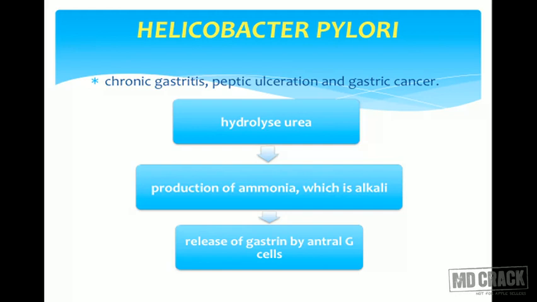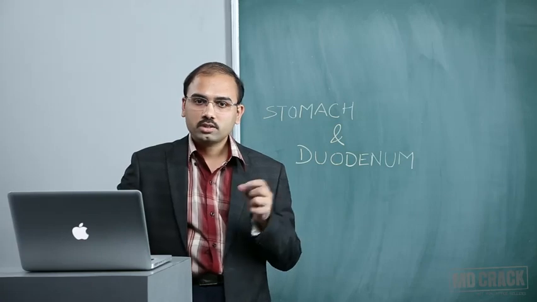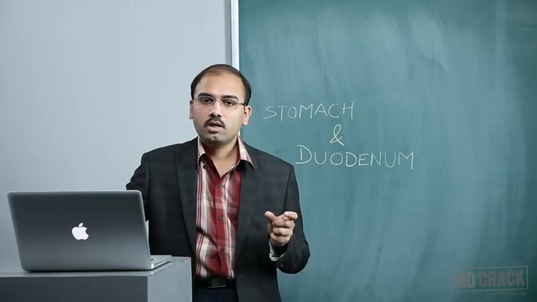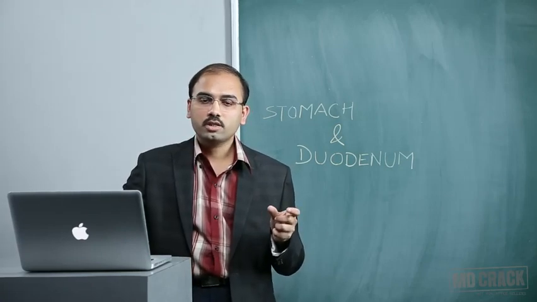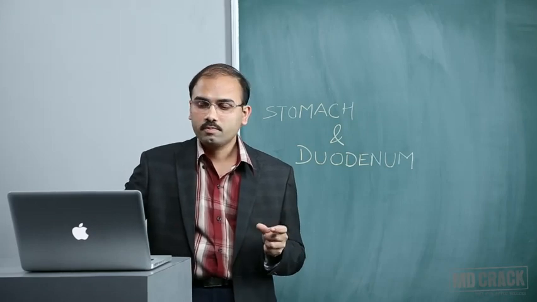When the bacteria is present in the gastric wall, it will hydrolyze urea and ammonia is released, which is alkali. It is a very strong alkali. Once the strong alkali comes in contact with the gastric mucosa, it will release gastrin from the antral G cells. Once the gastrin is released, it will lead to the formation of gastritis along with gastric ulcers.